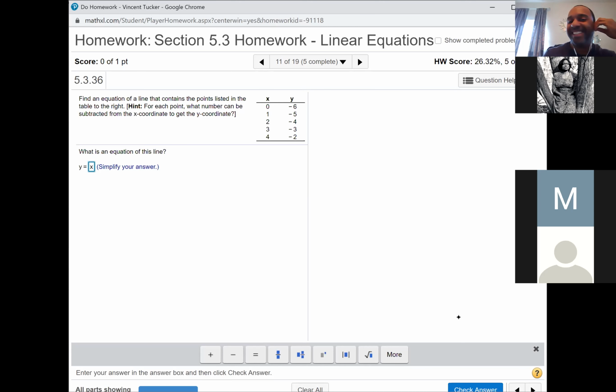It says when x is 0, y is -6. When x is 1, y is -5. When x is 2, y is -4. When x is 3, y is -3. And when x is 4, y is -2. Anybody see the pattern? It's going down 1 each time: 6, 5, 4, 3, 2. So in reference to x though, how do you go from x to y? I went from 0 to -6. I went from 1 to -5. Anybody see it? Are we subtracting?